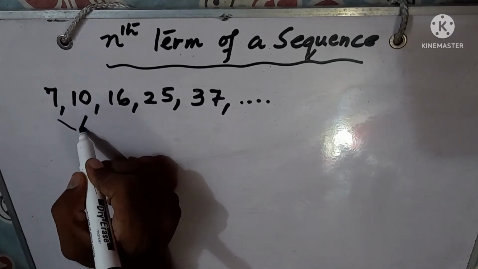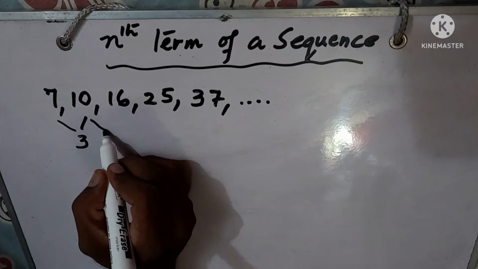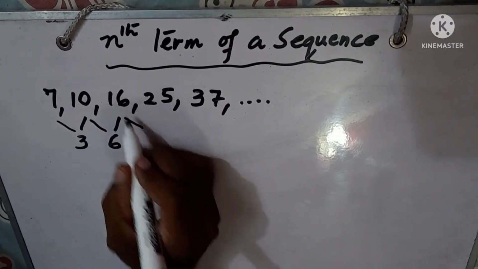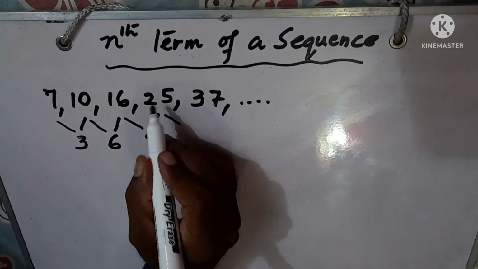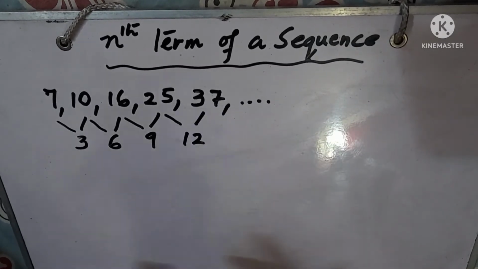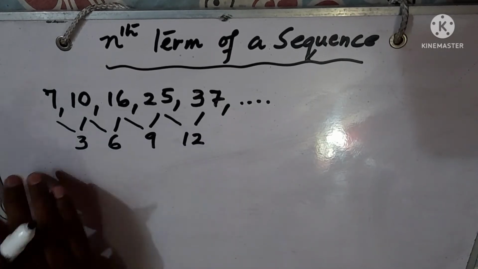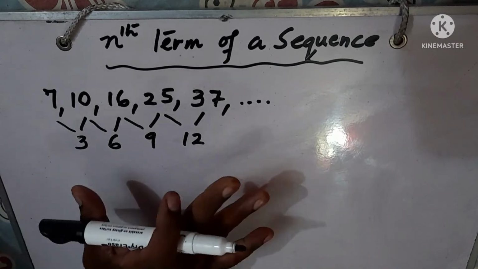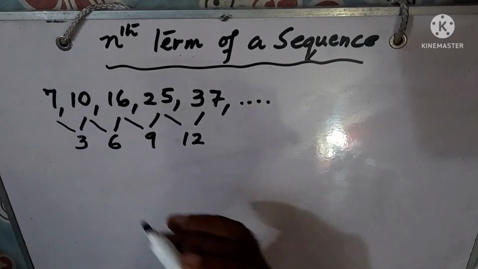So what do you do? You first find 7 plus what will give me 10? That's 3. Then 10 plus what will give me 16? That's 6. Then 16 plus what will give me 25? This is 9. Then 25 plus what will give me 37? That's 12. I can see that the difference is not the same in my first row, or the first difference is not the same. If this is the case, you take out the second difference, the difference of the difference.